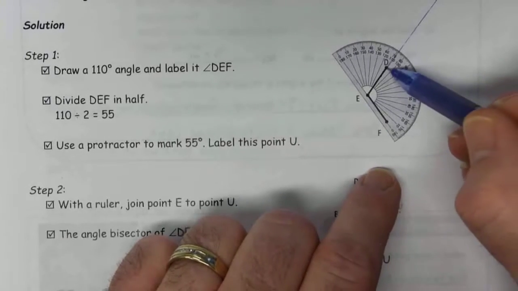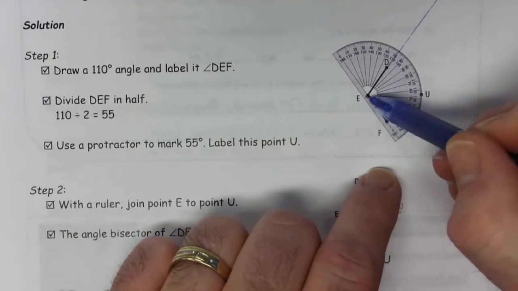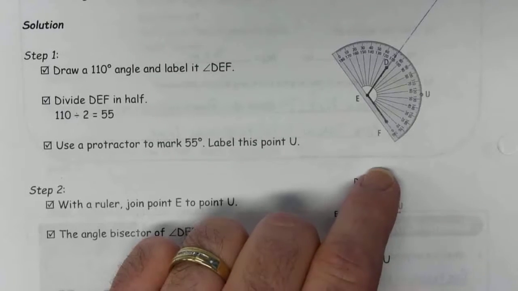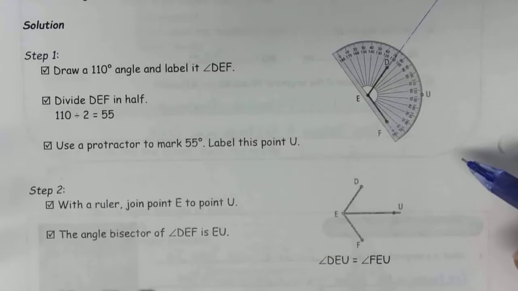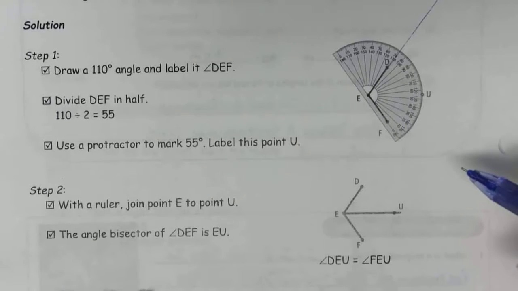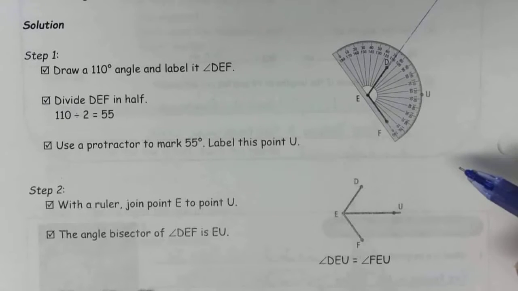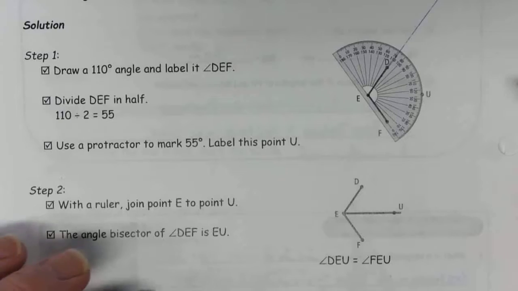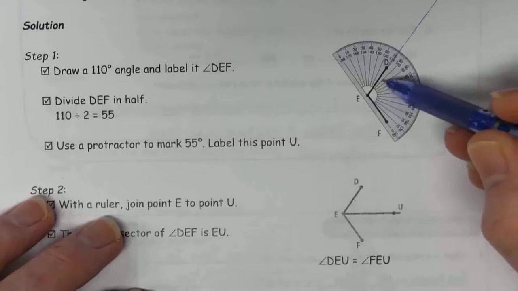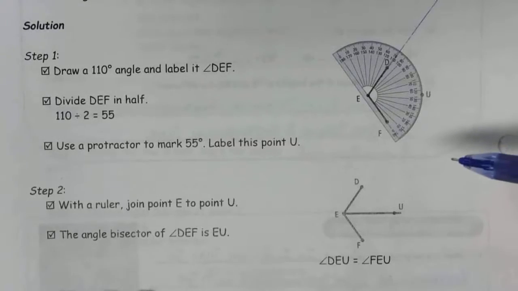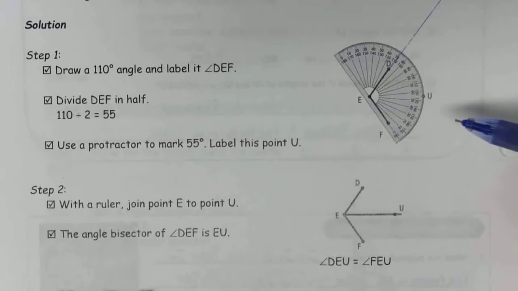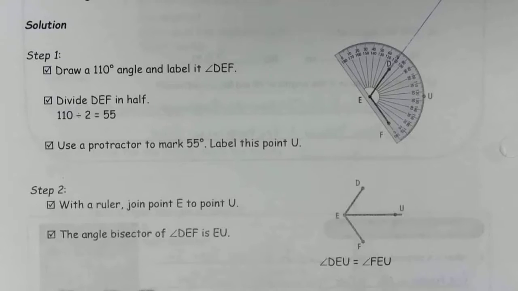And in this case, it's been labeled DEF, where E is the point in your angle. Now, in order to cut that in half, we need to take the 110 degree angle that we're given and divide the 110 by 2. And if you do that, 110 divided by 2 is 55. So in that case, you know that you're going to have two 55 degree angles that make up that 110 degrees. So then you can use your protractor again.